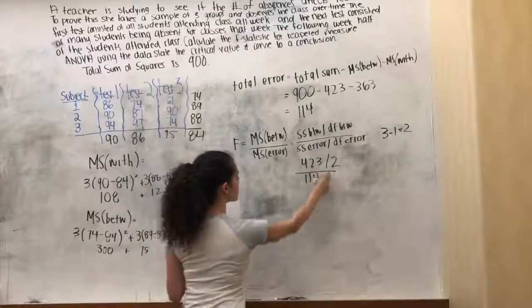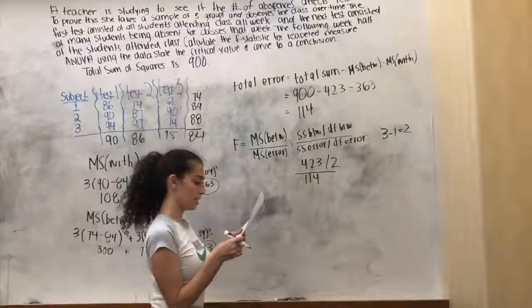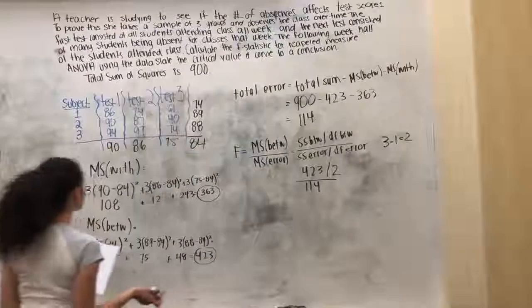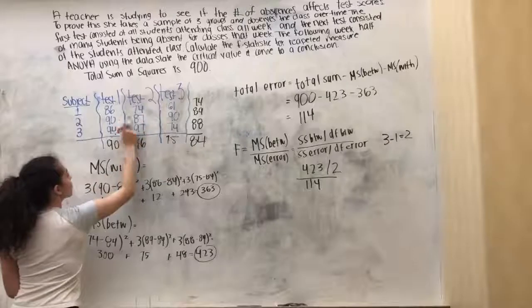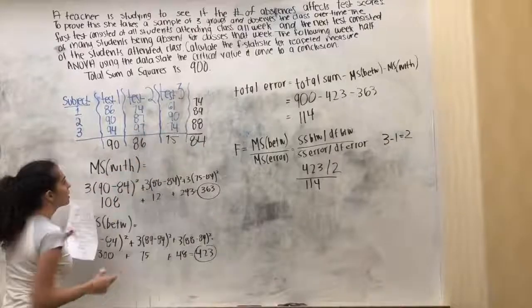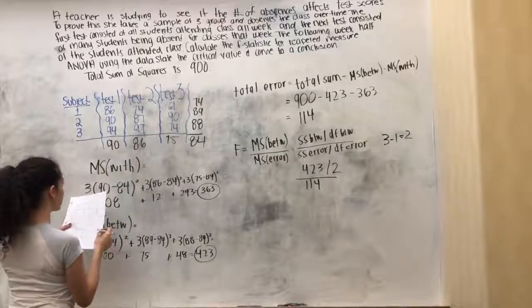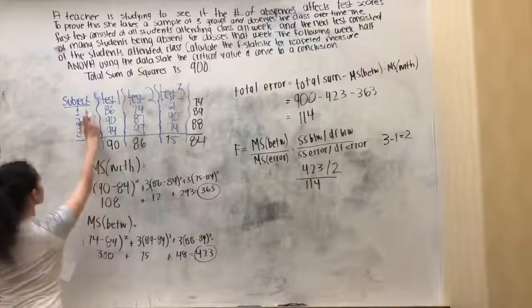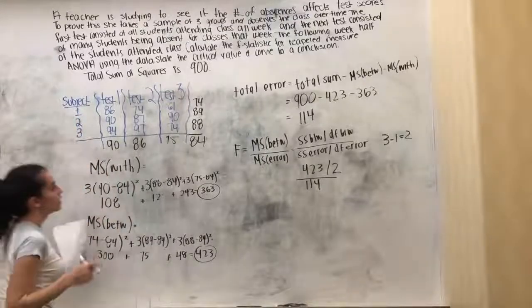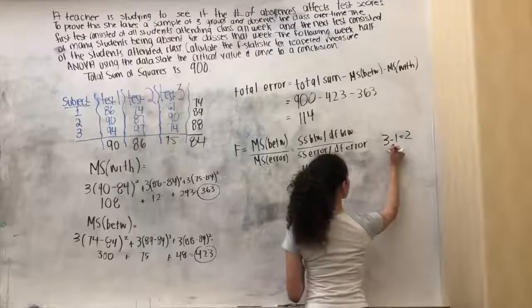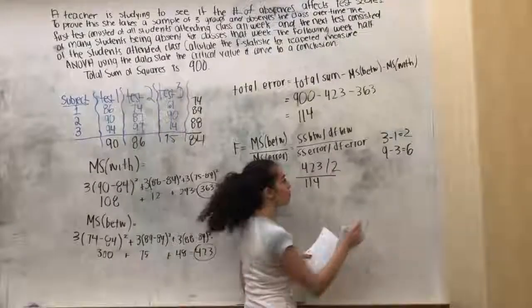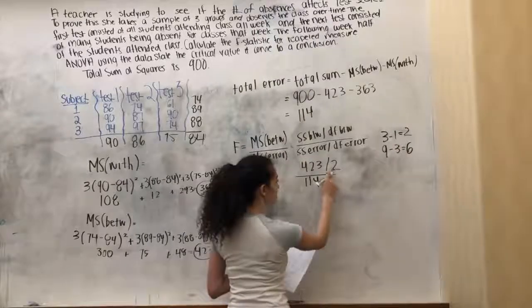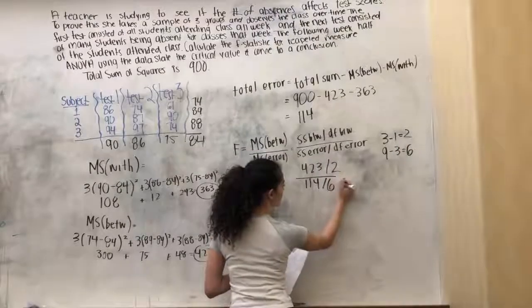And for the degree of freedom for error, it's going to be number of numbers minus categories. And so the number of numbers is going to be 1, 2, 3, 4, 5, 6, 7, 8, 9. And the number of categories is going to be 3 because we have 3 subjects. So the second degree of freedom is going to be 9 minus 3, which is 6. So now that we have both of our degrees of freedom, we're going to plug that in, which is 2, and divide it by 6.